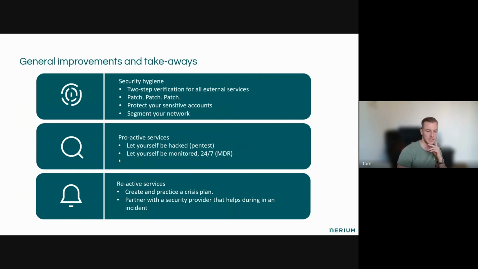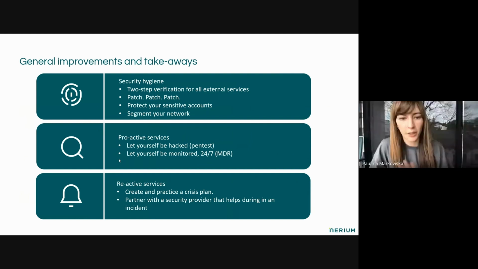Protect your sensitive accounts. That's your admin accounts for applications, but also your domain administrator accounts or Exchange administrator accounts. Those are the accounts that adversaries 9 out of 10 times go after. So if you protect those and also monitor on those, that's very good. And segment your network. If they have access to an application, prevent them from hopping over to another segment where your users are, or where your data is stored, or where your users are working.